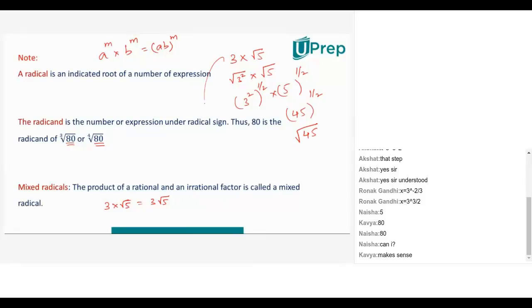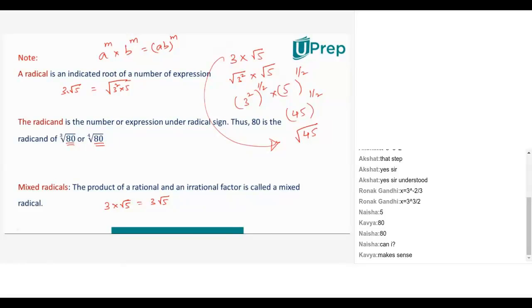So 3 into root 5 will simplify to become root of 45. So we need not do so many steps. The other way of solving the same thing is 3 root 5. When 3 goes inside the square root, it will become 3 square. It will become 3 square into 5. That's how the math goes.